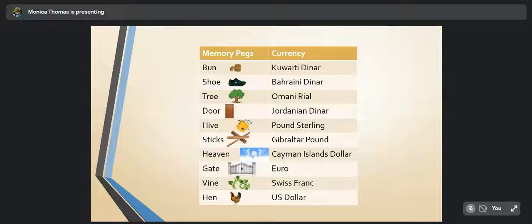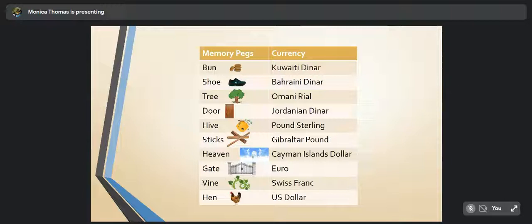Two is shoe. Bahraini dinar. Now, what do I do? Let me use some creative substitution. Bahraini, if I say bear, rain, it can remind me of Bahraini. And dinar is dinner. For me, it's always dinner. If I'm doing a creative substitution, it's currency, dinner is dinar. So Bahraini dinar is bear, rain, dinner. So shoe: a bear is wearing the shoe, dancing in the rain. And when it gets exhausted and tired, he goes home to have a lavish dinner.